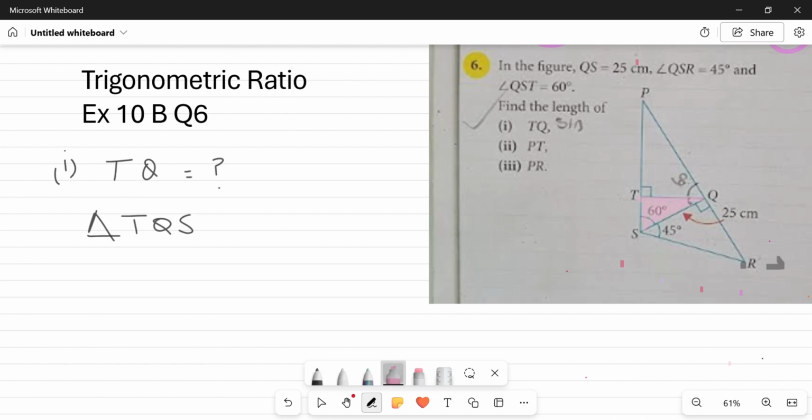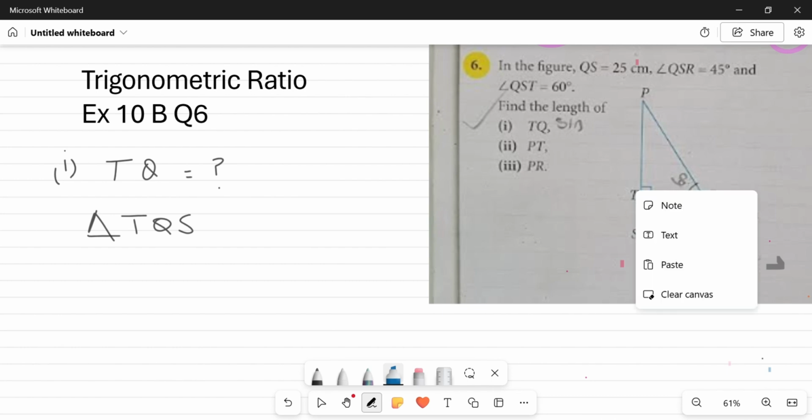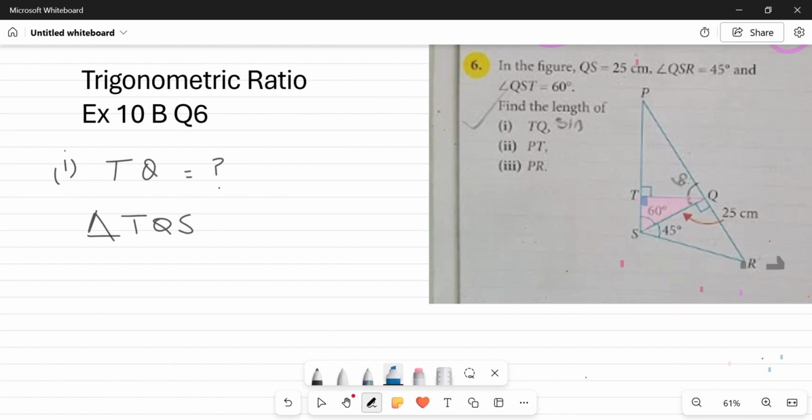Where is the right angle triangle? The right angle triangle is here. So where is the hypotenuse? The hypotenuse is this one, and its length is 25 centimeter, right? And angle S is given to us. So we need to find TQ. TQ is opposite to angle 60, so here we will write down opposite. We need to find out opposite, and opposite is TQ.